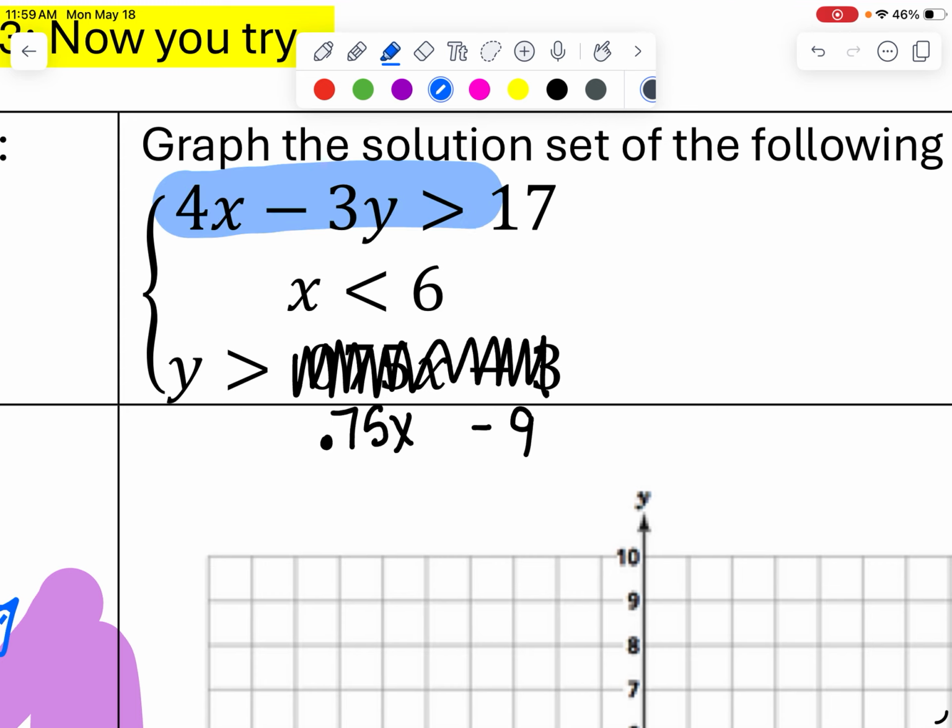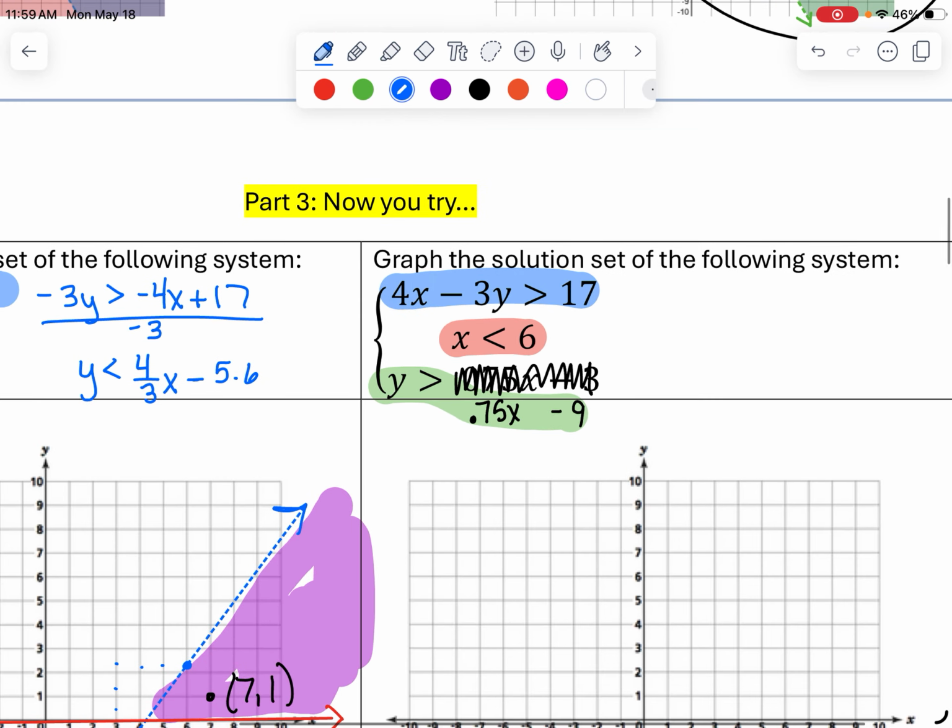So we're going to graph the blue one, we're going to graph the red one, and then the third one, I'm going to graph, I think I can do green. Hopefully that'll work. All right, so for the blue one, hopefully you notice it's the exact same as the one next to it. I must have wanted to save some time.